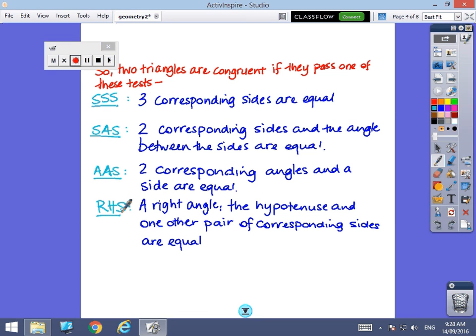So if each triangle has 3 corresponding sides that are equal, then the triangles are congruent. If they have 2 corresponding sides and the angle between the sides, and that's very important, it's the angle between the sides, are equal, then they're congruent. If they have 2 corresponding angles and a side equal, they are congruent. And if they're both right-angled triangles, only in right-angled triangles this one holds, the hypotenuse and another pair of sides are equal, they are also congruent. That might not sound like it makes much sense, so let's do a practice proof.